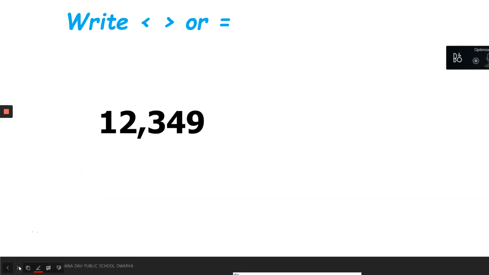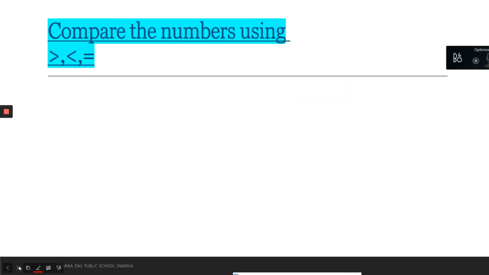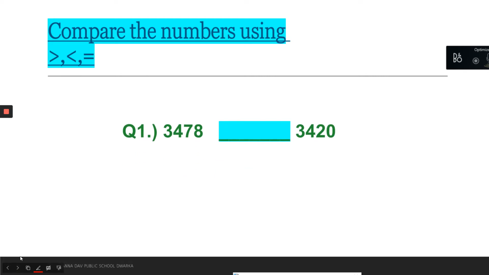Now children, next part. Compare the numbers using the symbols. Now look at these numbers. Now tell me children, which number is more? First you can see here are 4 digits. Here are also 4 digits. So we compare the thousand place, which is the same. 4 is also the same. Let's come to the tens place. Here it is 7. Here it is 2. So 7 is more than 2. Right? So that means 3478 is more than 3420.